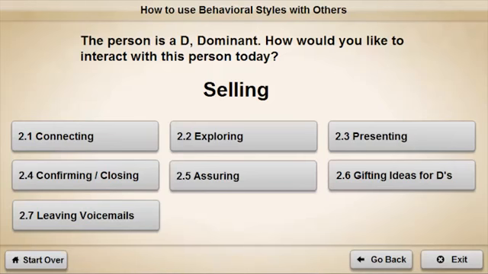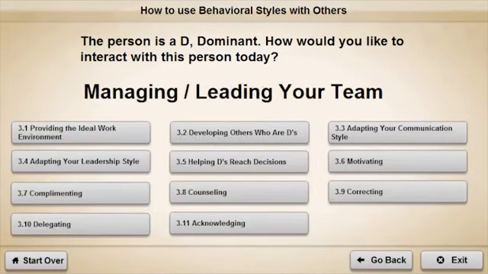The third major category is managing and leading your team. So some of the subsections under there that you might choose are providing the ideal work environment. And again, this is by style. Adapting your communication style, adapting your leadership style, helping others reach decisions, motivating each style, complementing each style, counseling each style, correcting, delegating, or acknowledging. And this is by the style that you have chosen.